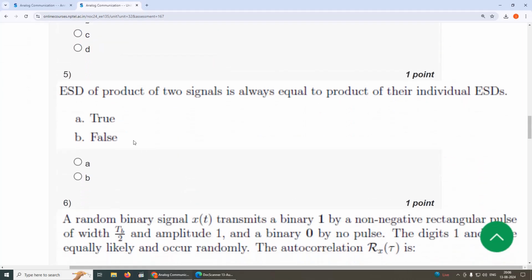Fifth one: the energy spectral density of the product of two signals is always equal to the product of their individual energy spectral densities. False.